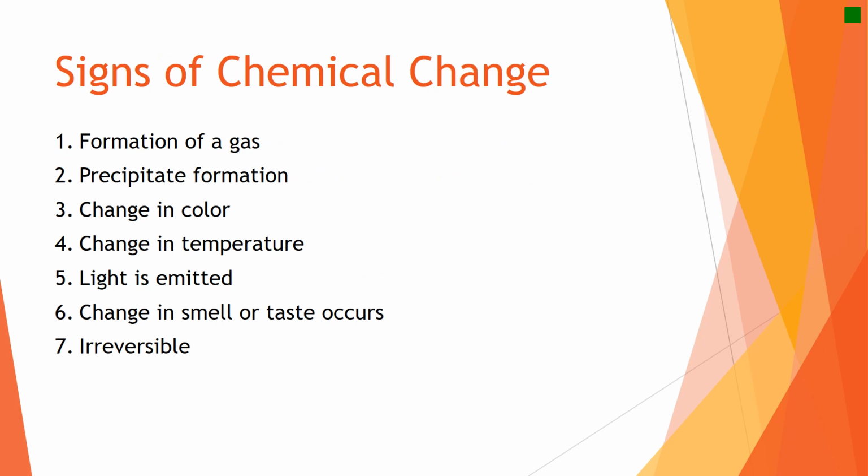What are some signs of a chemical change or a chemical reaction? Number one is you'll see a formation of gas. So what does gas mean? You can see odor or you smell odor, you can't probably see it. Odor or bubbling, or you'll actually see the gas, things like that.